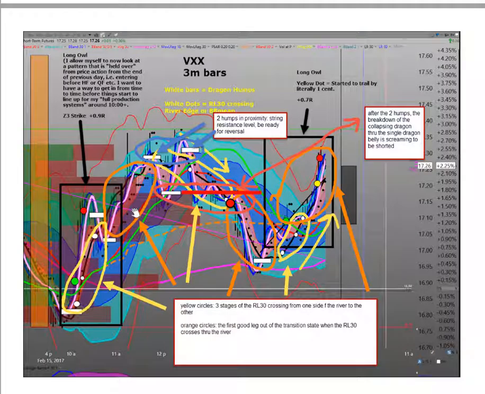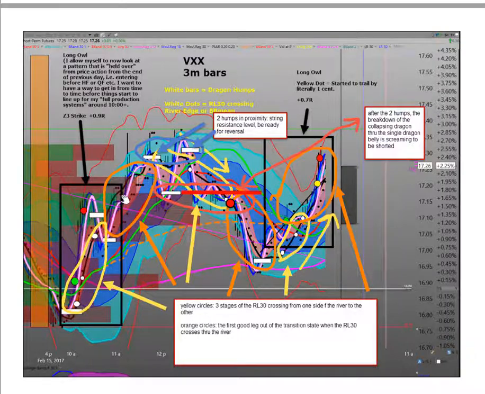This is my markup. Looks a little messy, but what I want you to notice is first in the yellow circles, what I've done is I've drawn circles around where the three dot sequences where the RL30 was outside the river and then reversed, entered the river, crossed the Bollinger Band mean, and departs the river. And then you get this upward price action. And then when it reverses the other way, you get white dot where the RL30 enters the river, crosses the Bollinger Band mean, departs the river, and this becomes a perfect collapsing dragon place to get short.